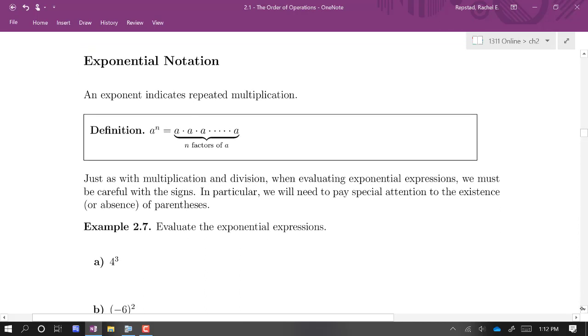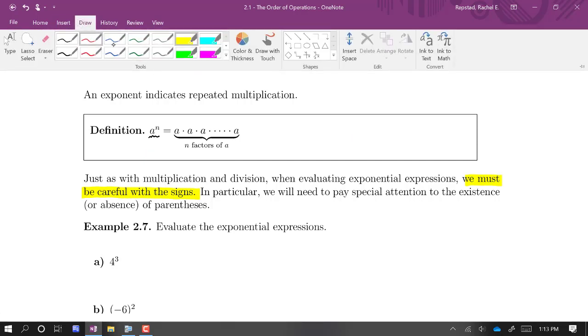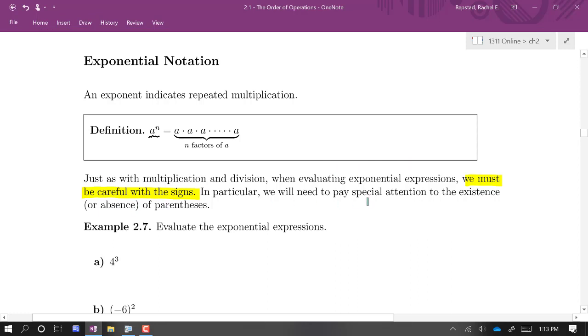Okay, we're going to work with some exponential notation. We're going to look more closely at exponents in another section. For now, we're just going to look at what does an exponent mean, and how do we deal with them when we encounter them in numerical expressions. So, an exponential expression, if I have a to the n, that means I'm multiplying a by itself n times. I have n factors of a. We have to be careful with our signs. And we have to be really careful about whether or not we have parentheses.